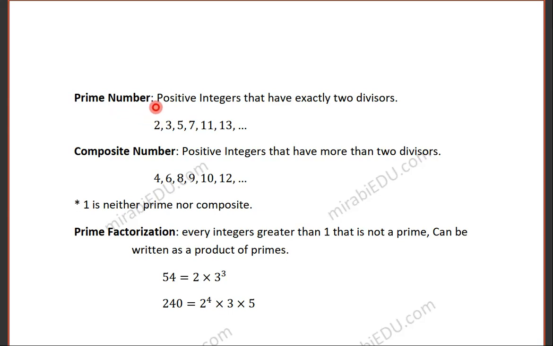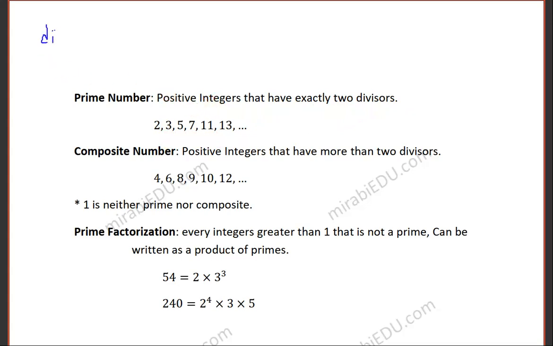A prime number is a positive integer that has exactly two divisors. For example, 2, 3, 5, 7, 11, 13. What is a divisor exactly? A divisor is defined like this. Let me write it here.